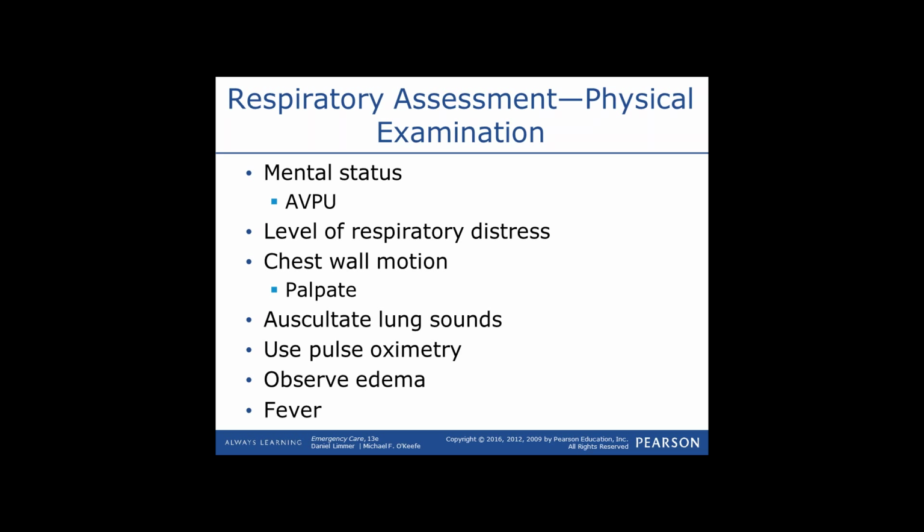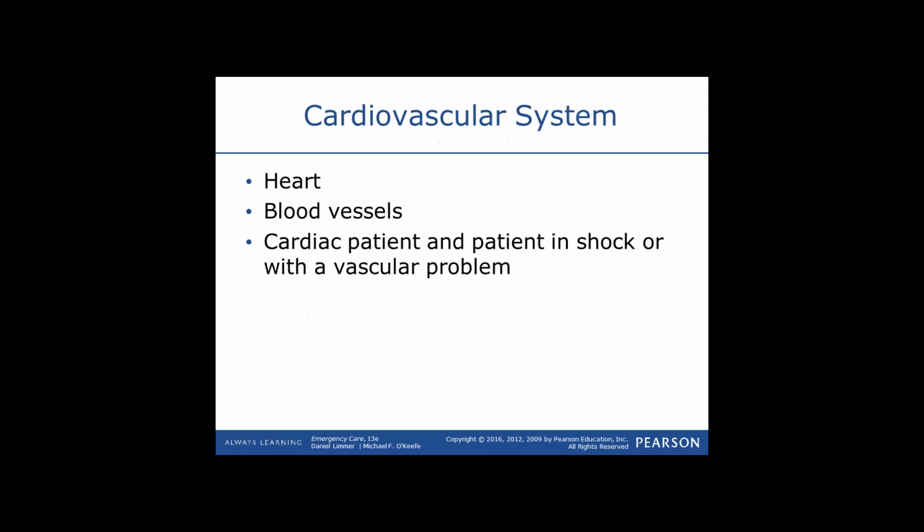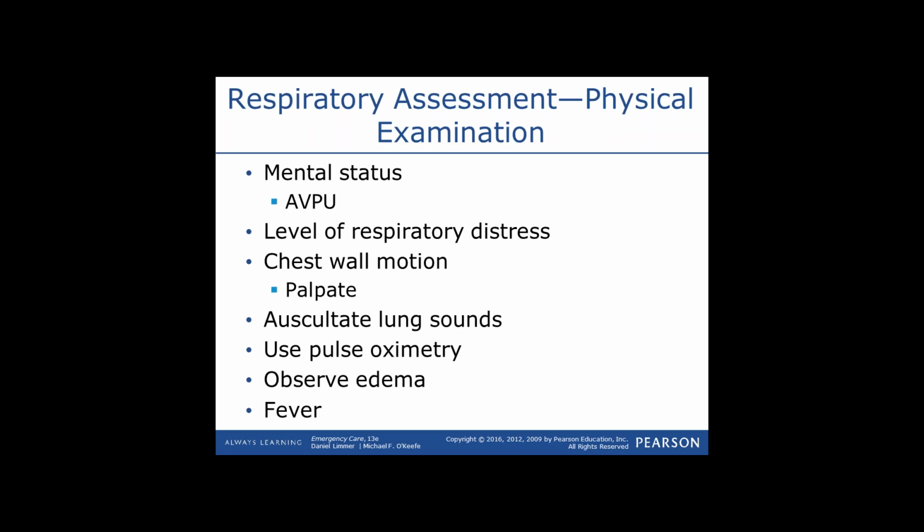Okay? So if you, in your scenarios, if that person says, I'm having shortness of breath, you have to assess all of these. Right? Mental status should already be done, so you don't have to worry about that one because that should be done back in primary. Right? What's your level of distress? I'm going to palpate your chest. I'm going to listen to your lung sounds. I'm going to get a pulse ox. I'm going to check for edema. I'm going to check for fever. Respiratory is done. Make sense? Heck, that's easy. Let's move on.